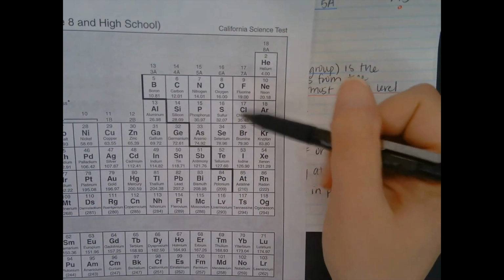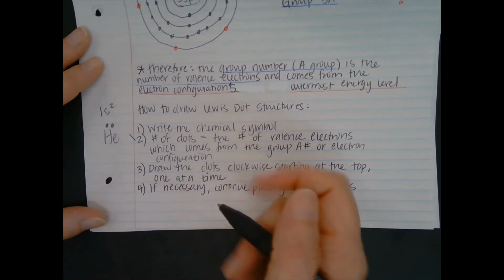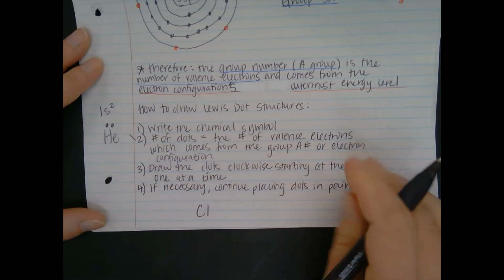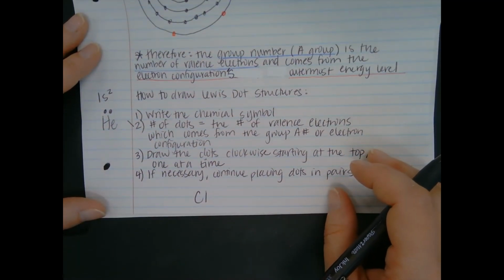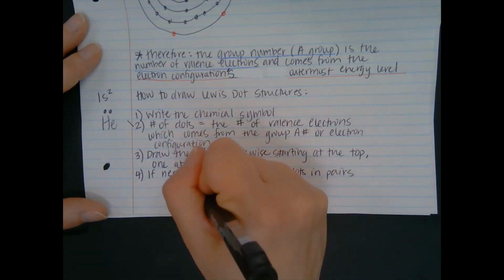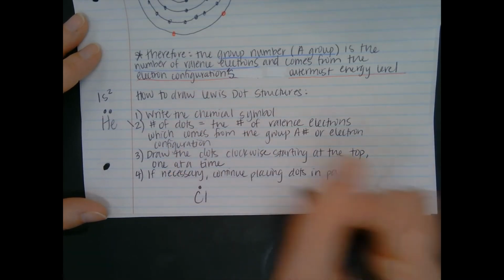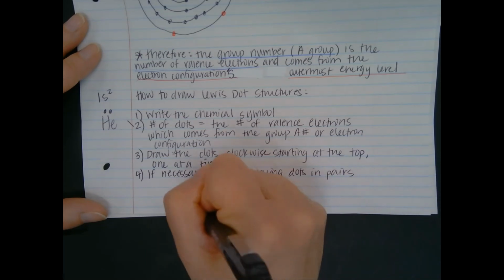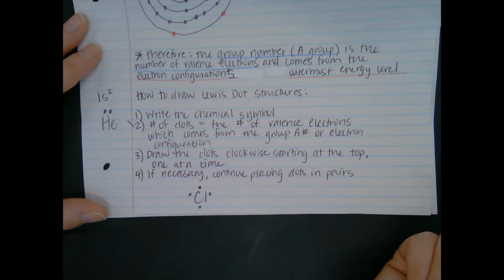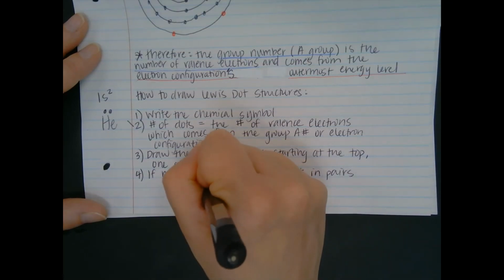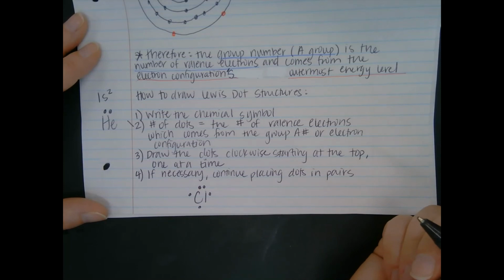So with that, let's just do chlorine as an example. So down here, let's do chlorine. Cl. Chlorine has 7 valence electrons. So I draw 7 dots starting at the top, going in circles. 1, 2, 3, 4. Are we done? No, we have to start pairing them up. 5.